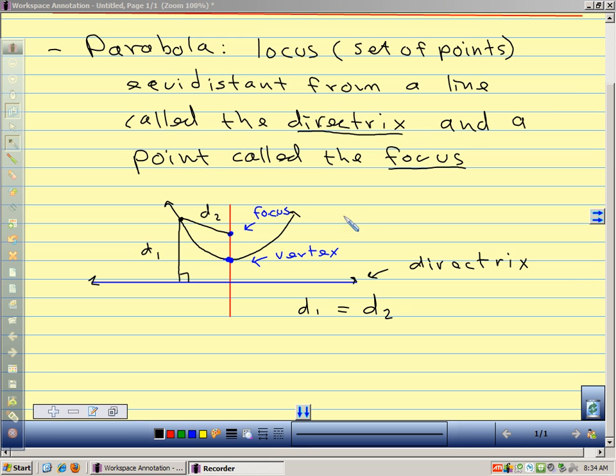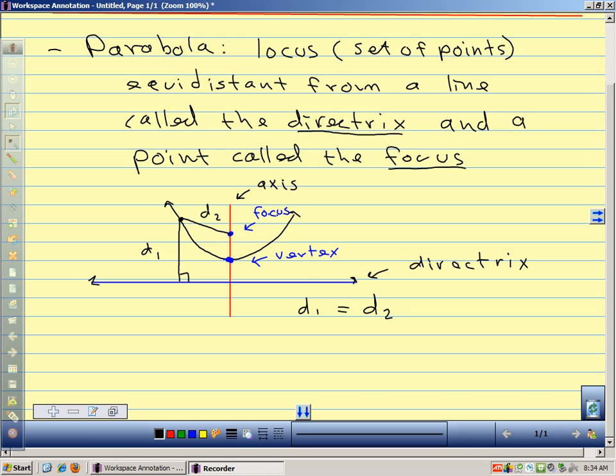The focus is not a random point. It's a specific point, such that if I find the distance from that point to the parabola, it's the same as the distance from the point on the parabola to the directrix. So every parabola will have a specific focus and a specific directrix. Just one. That's what makes it special. For a certain equation of a parabola, there's just one focus and just one directrix.